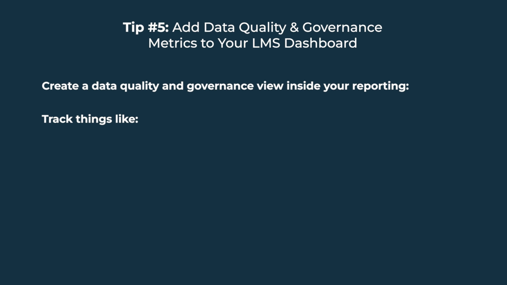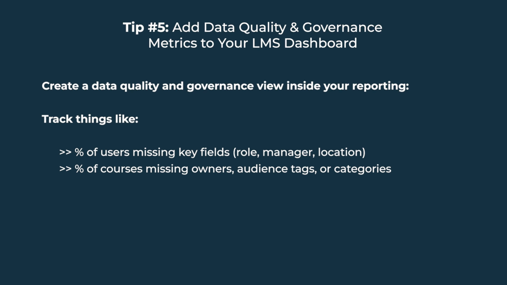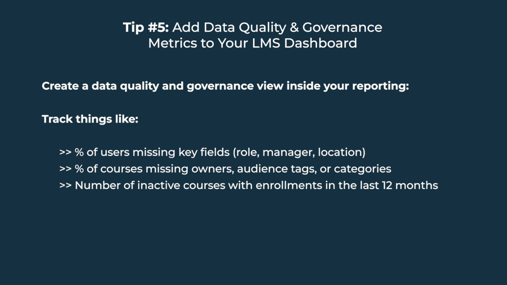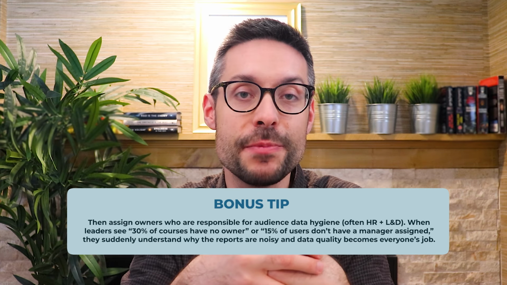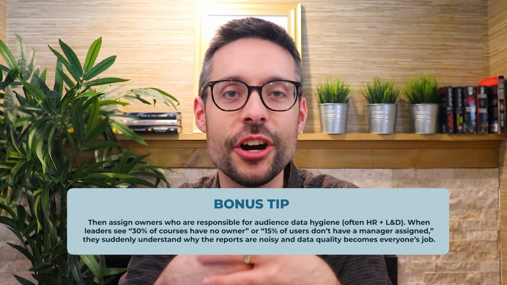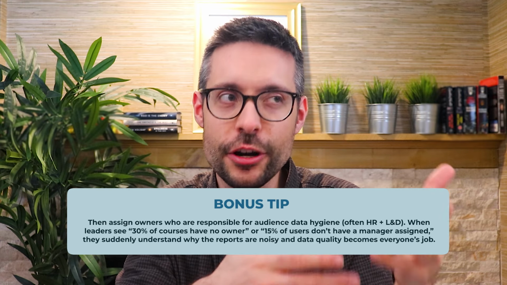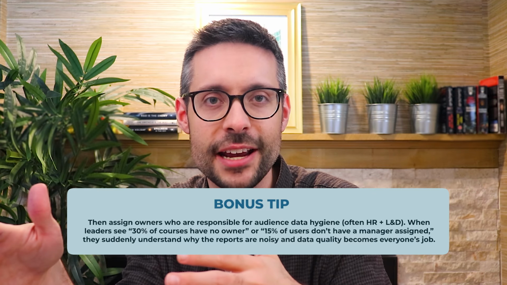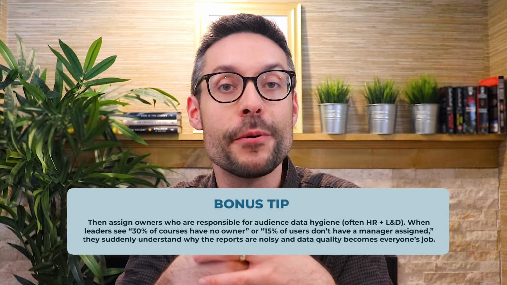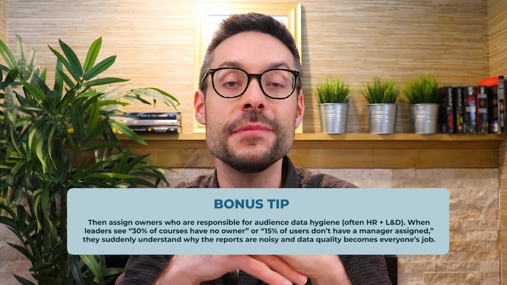Track things like percent of users missing key fields, such as role, manager, or location, percent of courses missing owners, audience tags, or categories, number of inactive courses with enrollments in the last 12 months, duplicate or near duplicate course names, and paths with broken links or unpublished modules. Then assign owners who are responsible for data hygiene, often HR and L&D. When leaders see that 30% of courses have no owner or 15% of users don't have an assigned manager, they suddenly understand why reports are noisy and data quality becomes everyone's job.